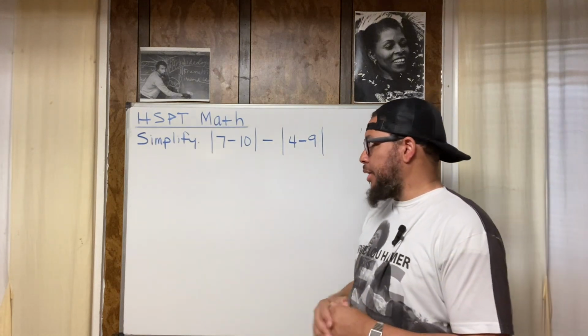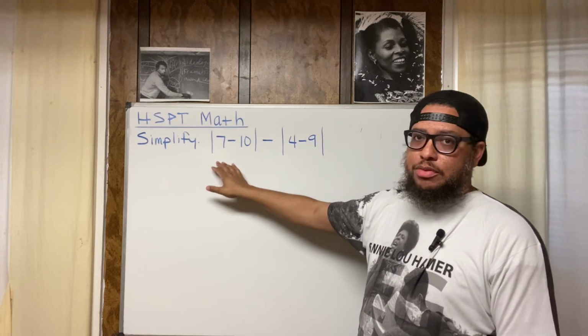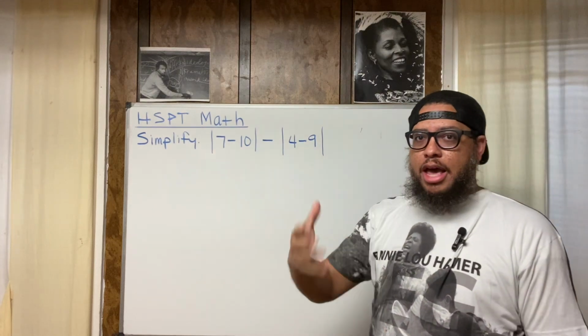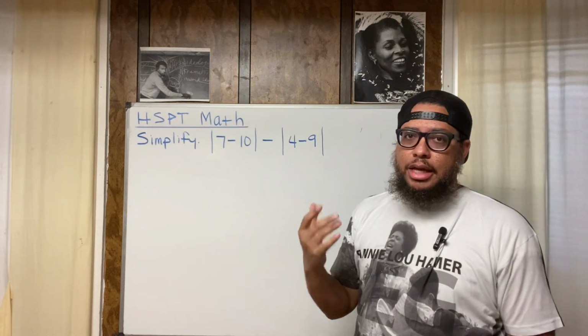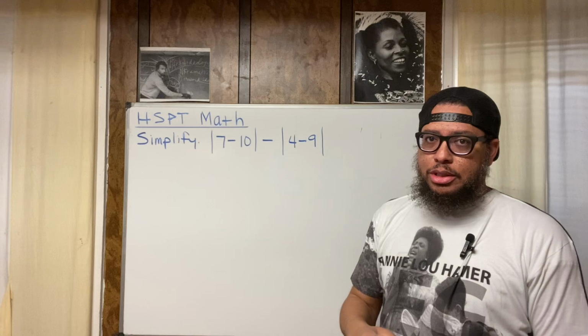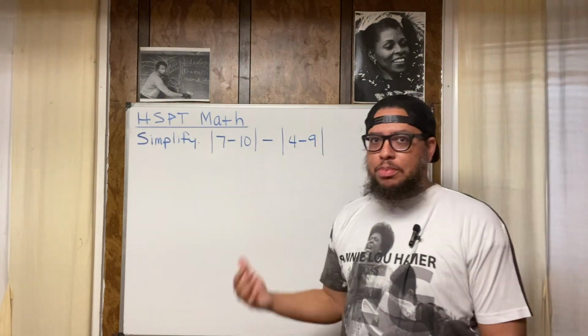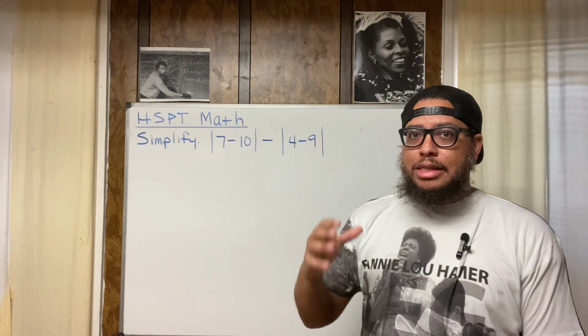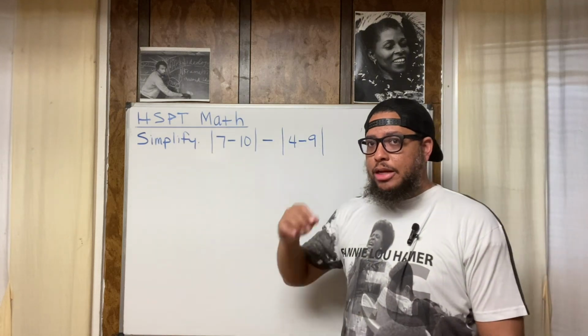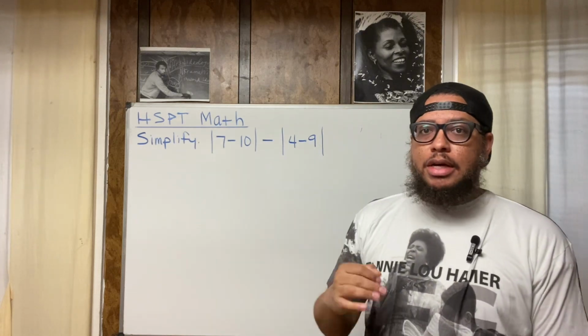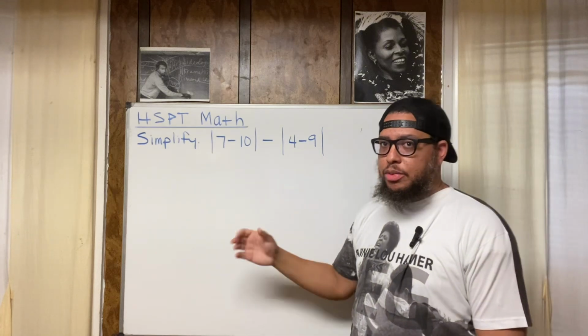All right, so what we got here? We got the absolute value of 7 minus 10. Now, notice what I just said, absolute value. You have to know the language of math. Math is a language, right? Just like Kiswahili, just like Arabic, just like Spanish, just like Mandarin. Math is a language. You have to understand how to speak the language of math. You also have to understand how to read the language of math when it's written.